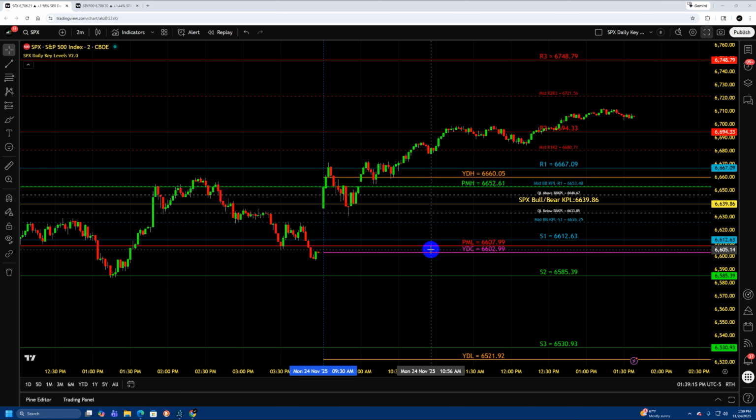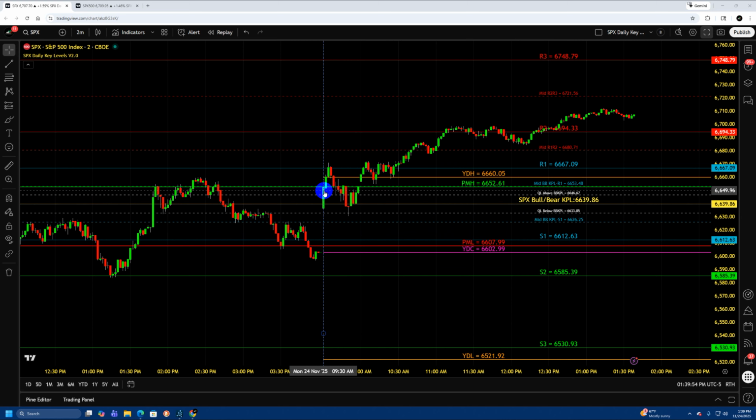Okay, so as far as trading with this indicator, as you can see here, we have the 9:30 a.m. candle marked off for today's session, Monday, November 24th, 2025. This candle opened below the bull bear key price level, but crossed above and closed above it. So for taking an opening candle trade, this is your bullish entry signal for taking a trade off of the bull bear key price level.